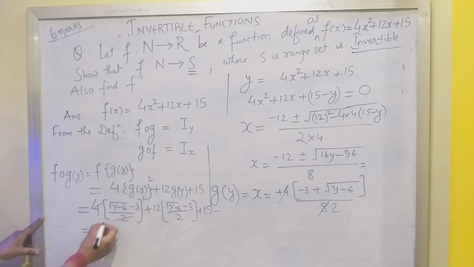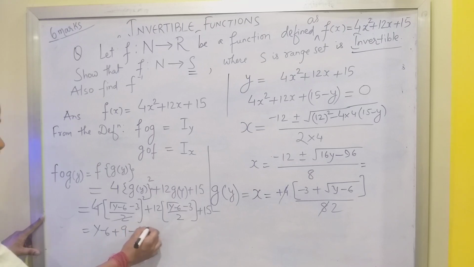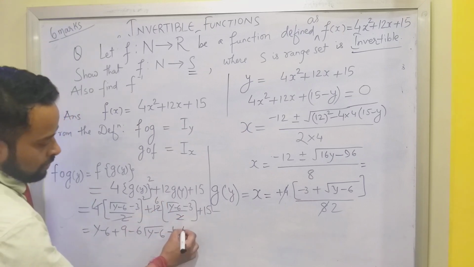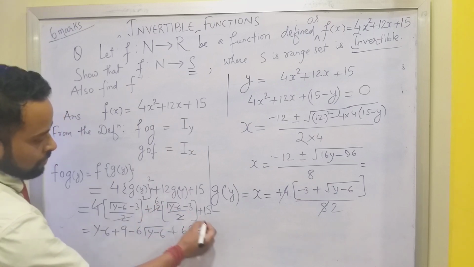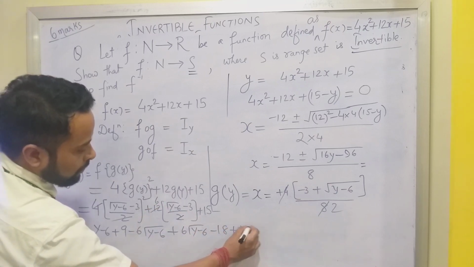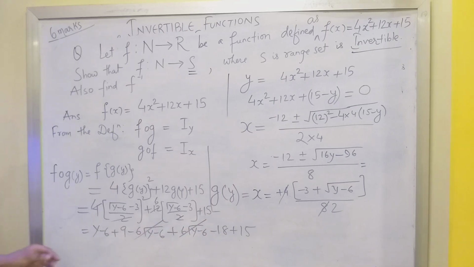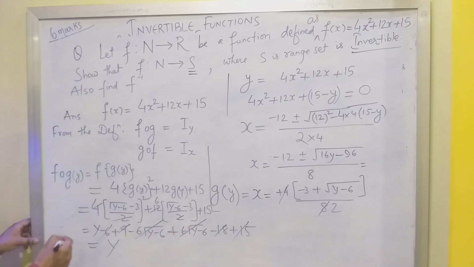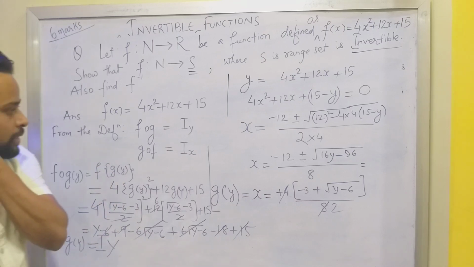(a minus b) whole square: a square is y minus 6, plus b square is 9, minus 2ab, minus 6 root over y minus 6. I hope you can see it till here. Plus 12 into 6, 6 times root over y minus 6. 6 3s are minus 18, plus 15. This will get cancelled. This is 3 and this is minus 3. So altogether this gets cancelled. I get it as y. f o g of y is y. y means the identity element of the codomain set.